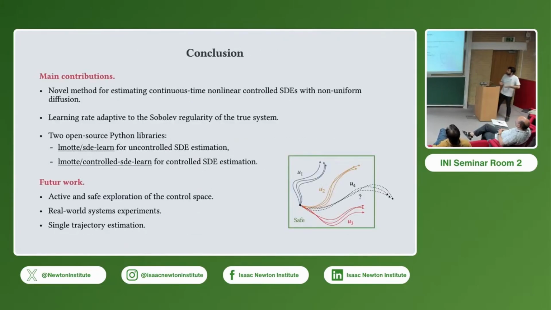Okay, so just to sum up this work. It's a work about estimating a controlled stochastic differential equation. We propose a method with learning rates that are adaptive to the Sobolev order of the estimated system. We also provide 2 open source Python libraries for this system that I tried to document well, so you can test it. I think it's user friendly, and so that's it for this contribution.